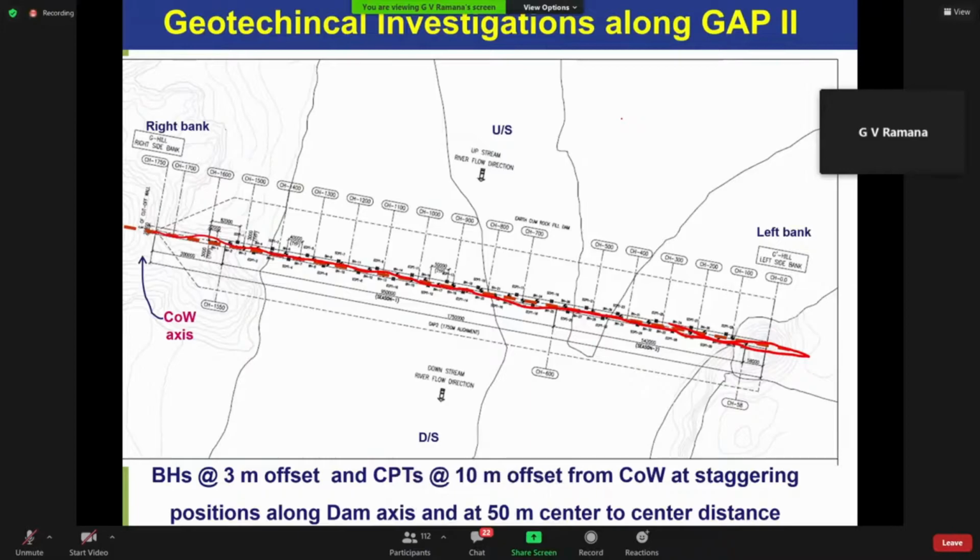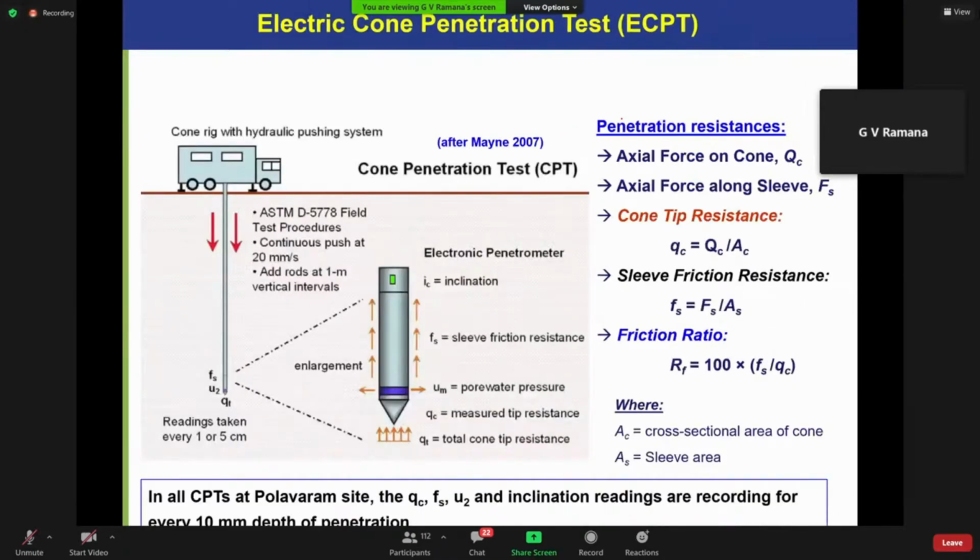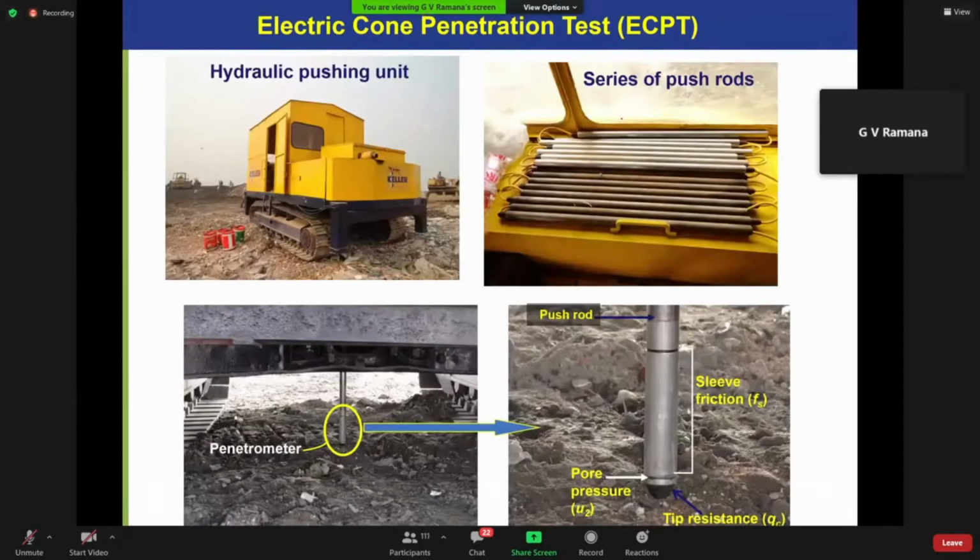So this is the cutoff. The red line there you can see is the cutoff wall axis, and a significant number of tests were conducted. And ECPT: this is the diagram I have taken from Paul Mayne. Most geotechnical engineers are familiar with it these days, though some of you may not have seen the equipment. This was conducted by Keller Company, and it is a routine test in geotechnical investigations, including pore water pressure measurement.